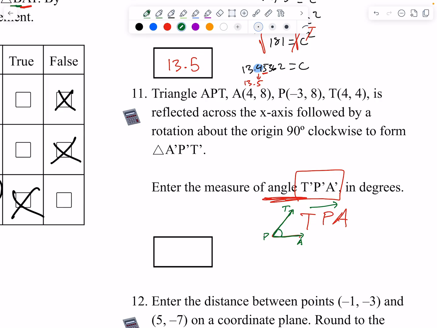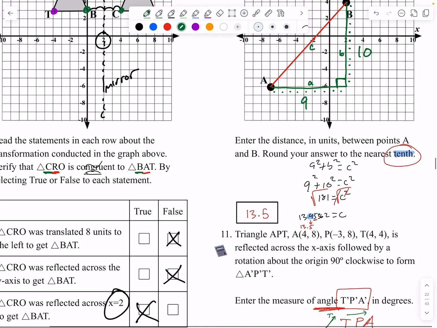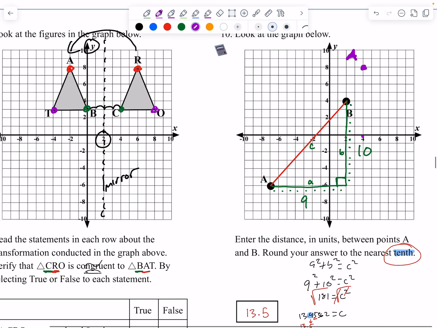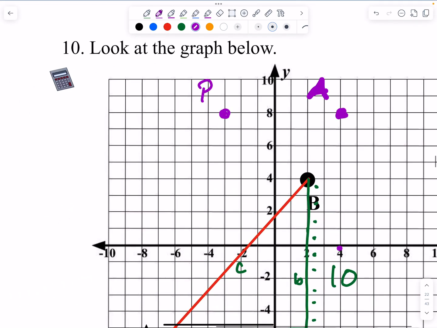So how does that look like in the graph? Well, I don't have it, but I can use the graph up here, hopefully. So let's try to graph it, shall we? So let's look at this. I have A, which is 4 and 8. There's 4 and 8. There's A. P is negative 3 and 8. And then T is 4, 4. So there is my triangle.